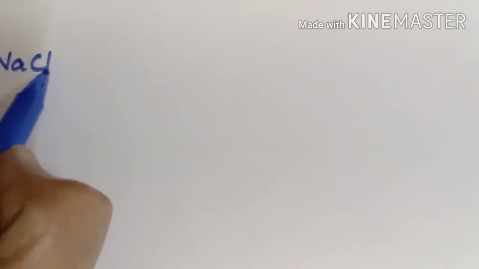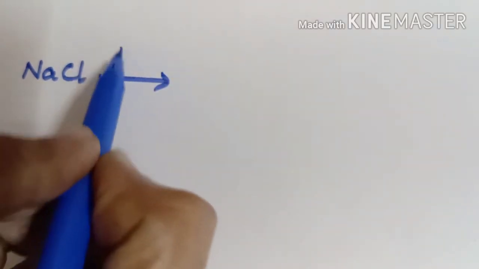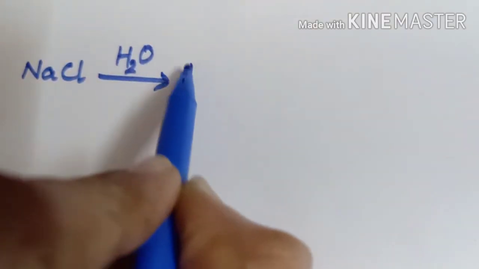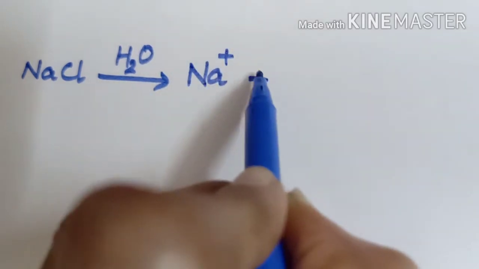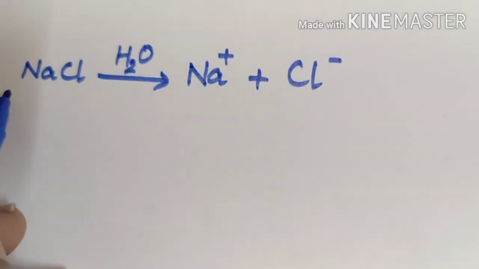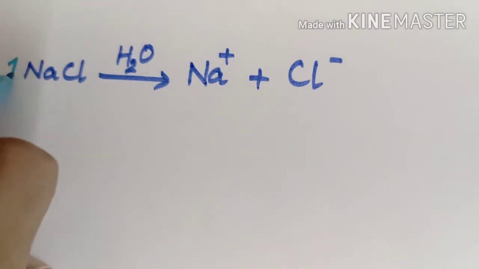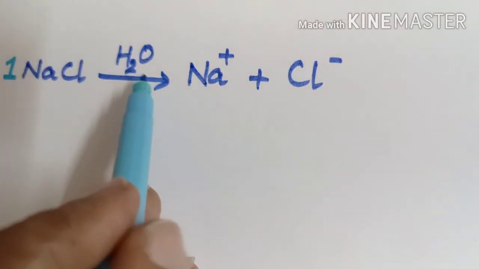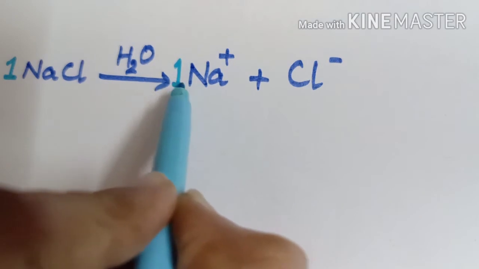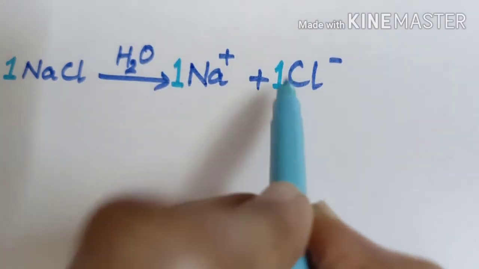What happens actually when salt is put in water? We know salt is sodium chloride. It is an example for an ionic compound. When it is put in water, it will ionize and form sodium ions and chloride ions. If we have taken 1 mole of sodium chloride initially, we find that after it dissolves, it forms 1 mole of sodium ions and 1 mole of chloride ions.